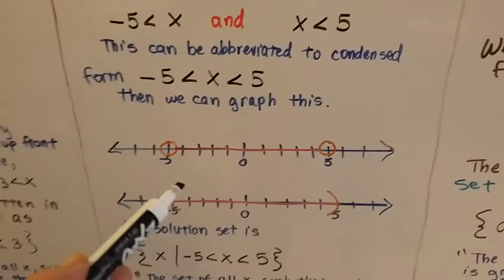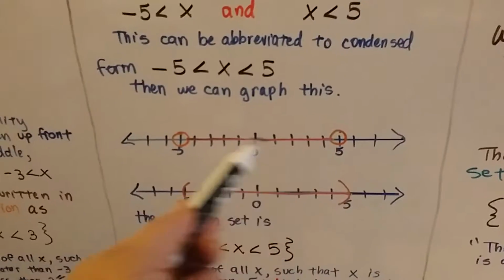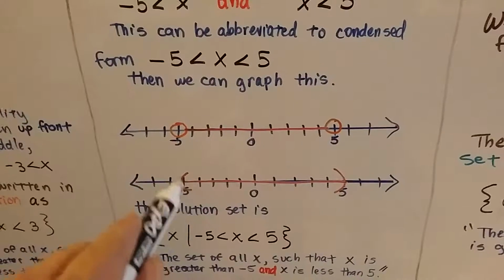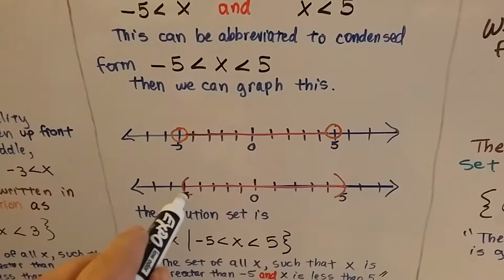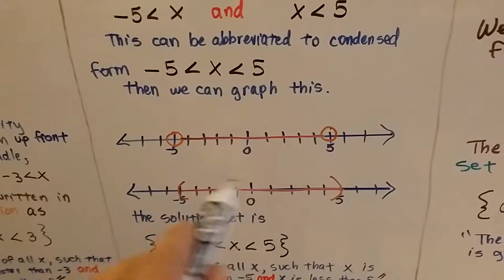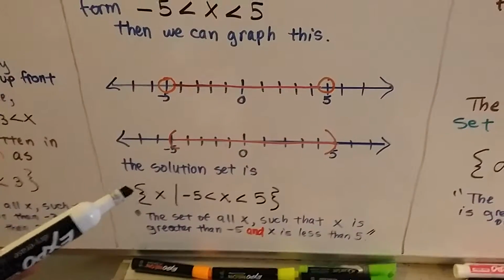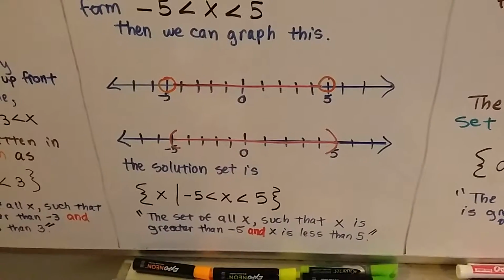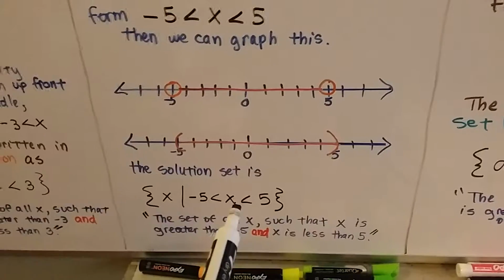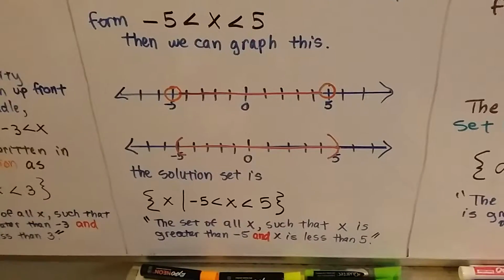And when we graph it, because it doesn't include negative 5 or 5, we put the open circle and it's all the values in between. And if you want to do it my way with the parentheses, then we would put a parenthesis on the negative 5 because it's not included, and one on the positive 5 because it's not included, but all the ones in between are. Our solution set with set braces and the x and the such that bar becomes the set of all x such that x is, remember we start in the middle, greater than negative 5 and less than 5. See?